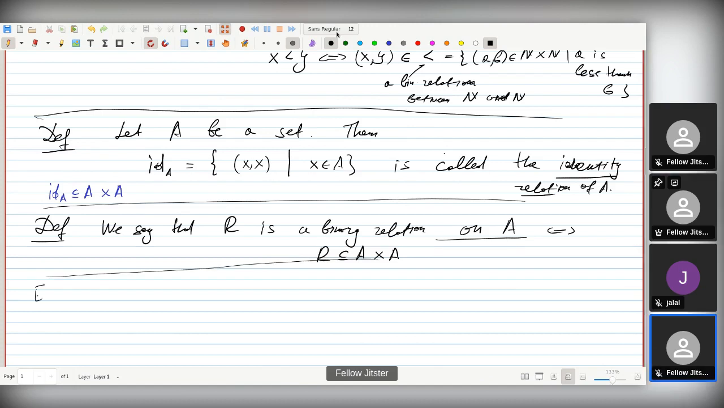Yes. As an example, let us explore the identity relation of the following set. Let A consist of 2, 5, and 9. What is the identity relation of this set? Please tell me, how many pairs does it have?